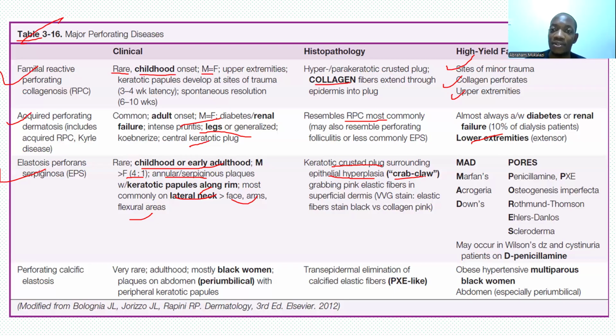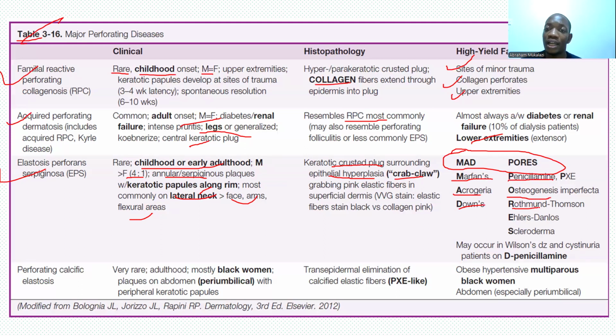Then you find it being associated with other syndromes. I remember this, I usually love it. It's called MADPOWERS, where MAD stands for Marfan syndrome, acrogeria, Down syndrome for D, then penicillamine, this is the drug that has been associated, then osteogenesis imperfecta, and also Rothmund-Thomson syndrome, Ehlers-Danlos as well as scleroderma have all been associated with elastosis perforans serpiginosa.